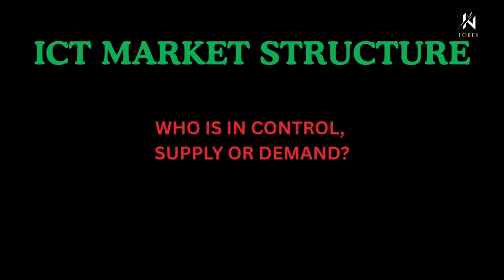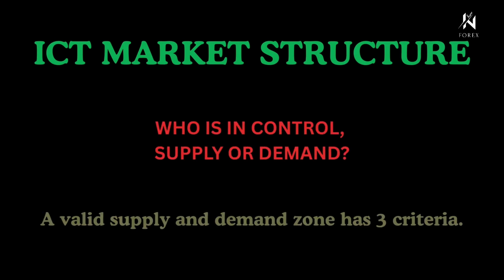When discussing ICT concepts, market structure is all about determining who holds control, supply or demand. The key point is that a valid supply and demand zone must meet 3 criteria. The mitigation or break of these valid levels helps us identify the market direction.